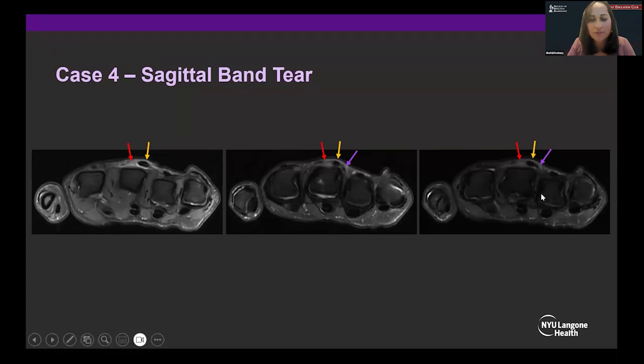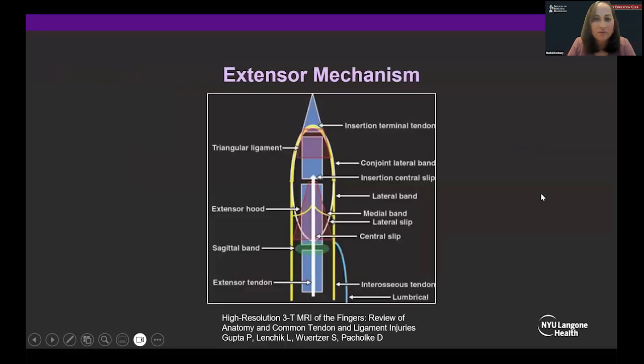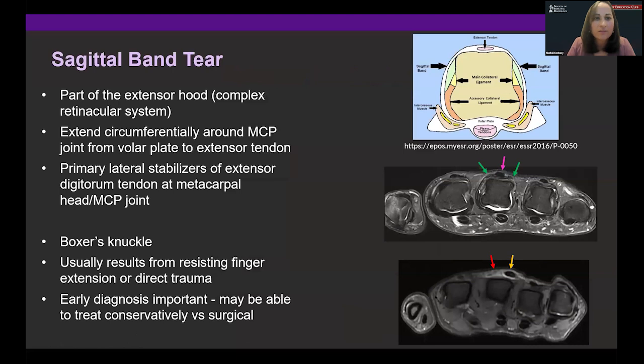some intact fibers. So just to review the anatomy, so here if we're looking at this diagram, this is our metacarpal, our proximal phalanx, middle phalanx, and distal phalanx. So at the level of the metacarpal phalangeal joint, we have the sagittal band. The sagittal band is part of the extensor hood, which is a complex retinacular system. It extends circumferentially around the metacarpal phalangeal joint from the volar plate to the extensor tendon.